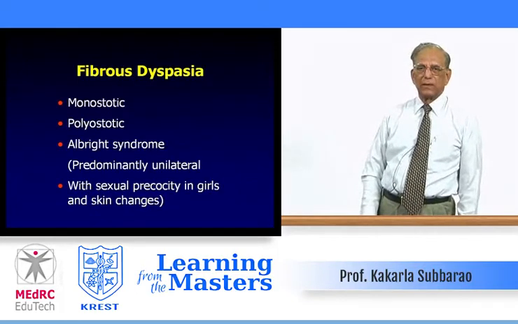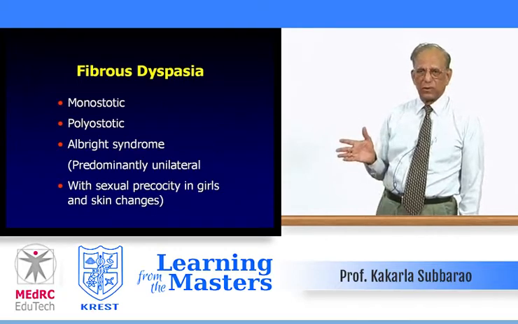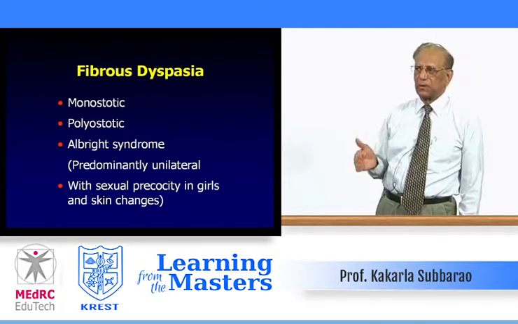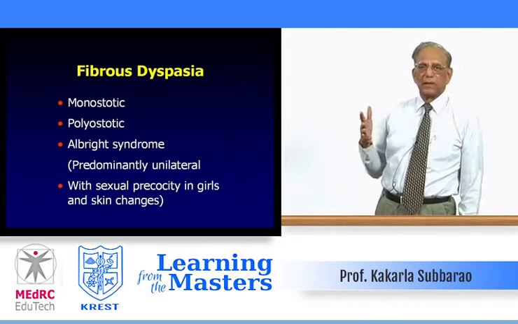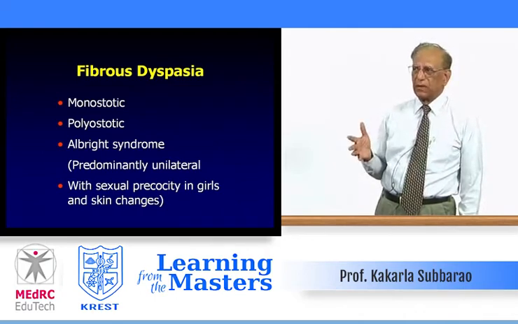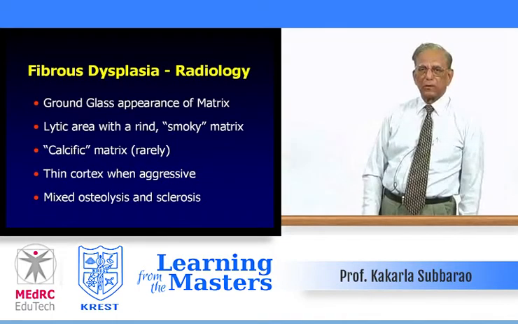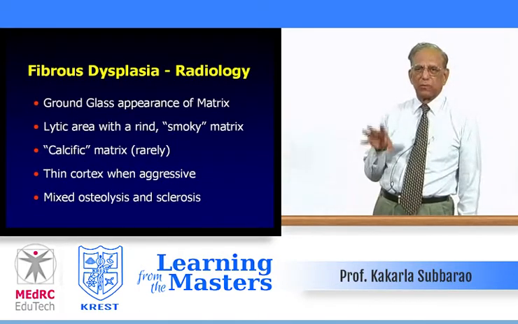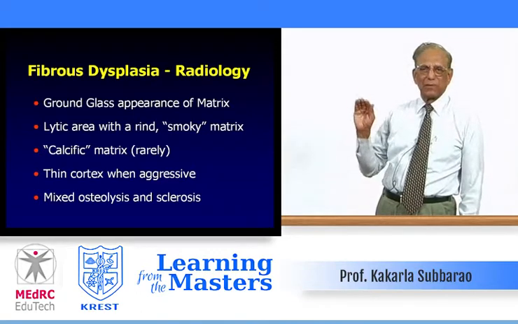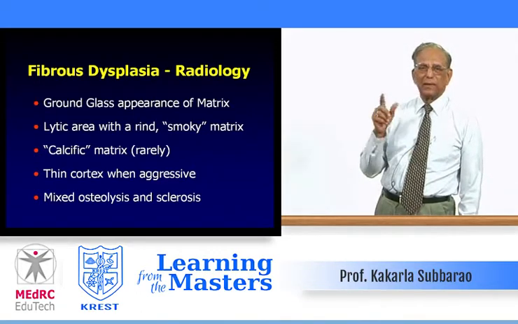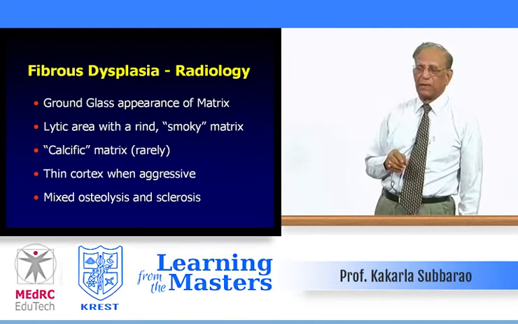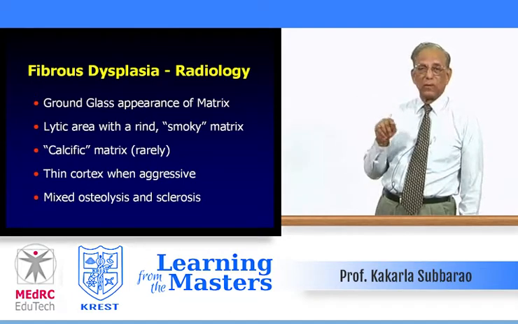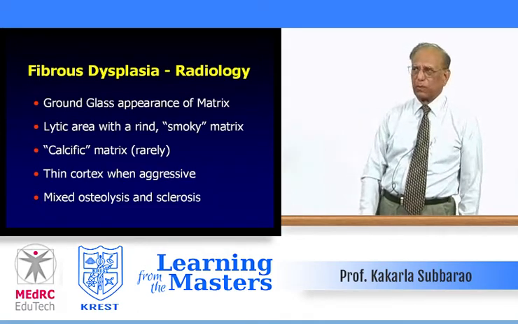Then comes the entity called fibrous dysplasia. It could be monostotic, polyostotic, and Albright's syndrome, that is polyostotic, particularly in women with sexual precocity and skin pigmentation. Radiological appearance in fibrous dysplasia: ground glass appearance of the matrix, lytic area with a rind, smoky type of matrix, sometimes calcific matrix, that is rare, then we call it fibrochondrodysplasia. Thin cortex, and when it is aggressive, mixed osteolysis and sclerosis in various proportions.